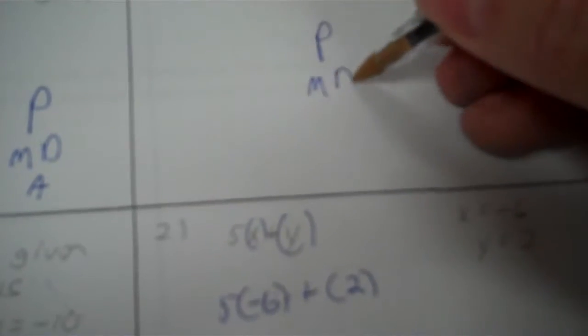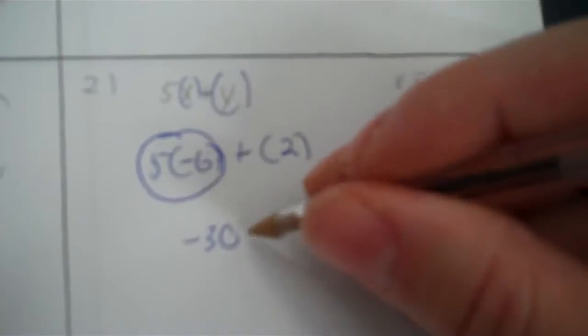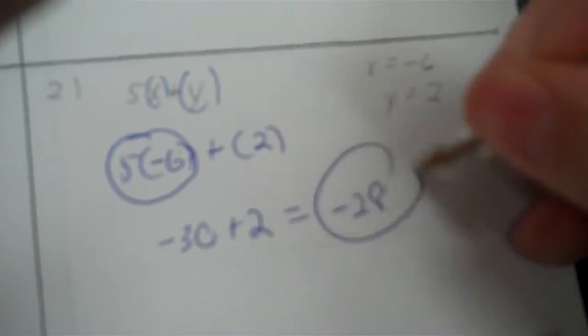So parentheses, I have some, but they all just have one number inside. Okay, so I can skip that. Now multiply and divide, I need to multiply right here. 5 times negative 6 is negative 30, and then plus 2. There is no division, and then addition. And I can add those, so that's negative 28.